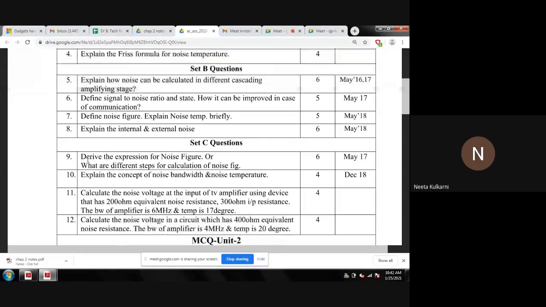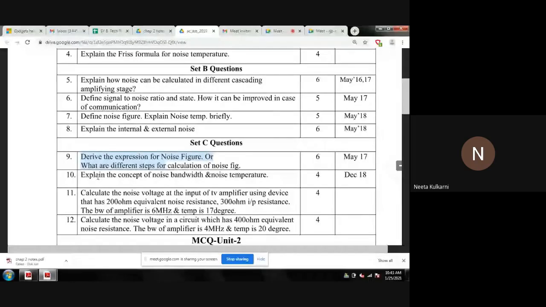ओके. Then what are the steps for this derivation of noise figure? Signal powers, noise power, SNR ratio. PSI, PNI, SNR of input, PSO, PNO, SNR of output, then substituting the values in the respective terms, we get the final equation for noise figure. That is the derivation for noise figure. Then next again noise bandwidth.